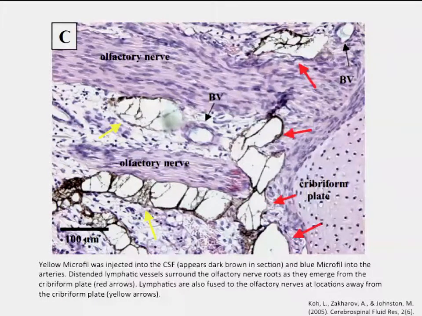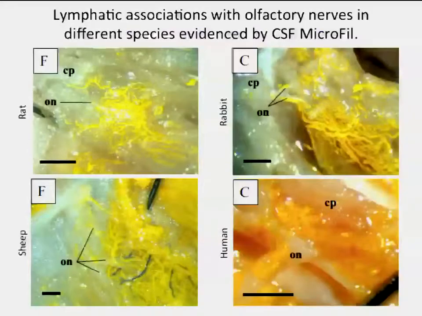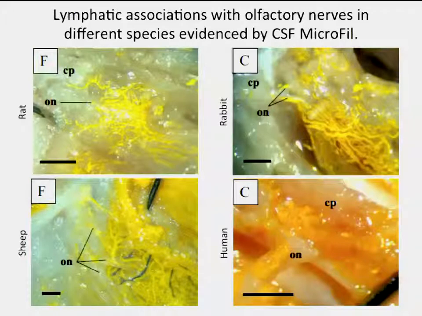Here's the olfactory nerve. Here's the cribriform plate. And you see there's a blood vessel right there. And he used two different stains to stain the lymphatic vessels versus blood vessels and showed that a lot of that stain that comes out of the ventricular CSF system is actually predominantly taken up only by the lymphatics and not by the blood.